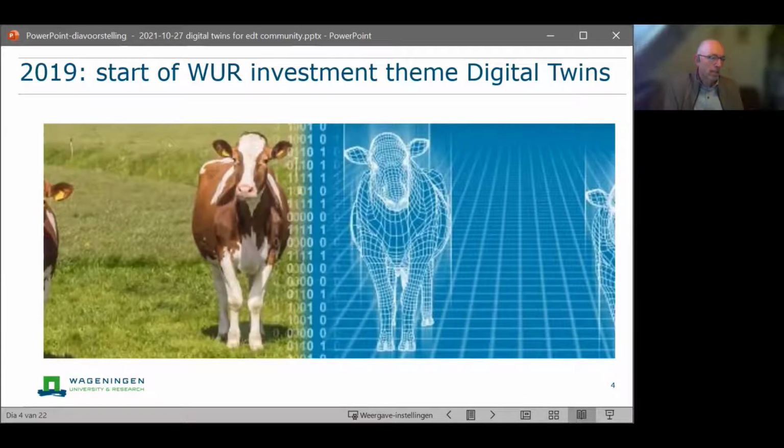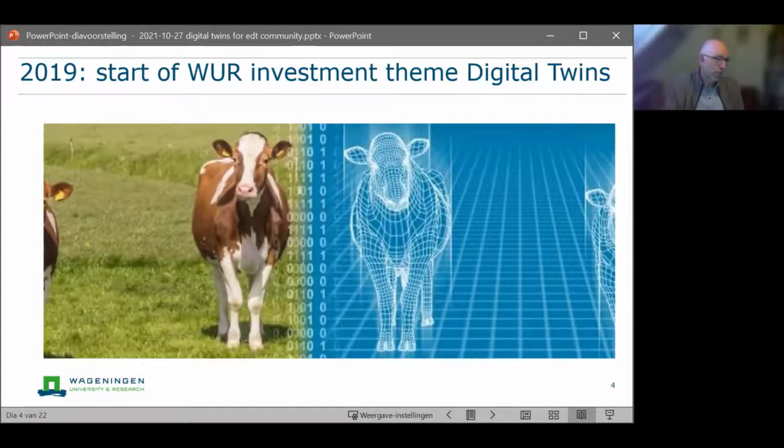In 2019, the theme Digital Twins started. It had an interesting growth, in the sense that we were wondering where we should focus as Wageningen. You can focus anywhere when you define a new investment theme. And eventually we found out that the concept of digital twins may be very helpful, because in developing a digital twin, you need to combine expertise from different departments.